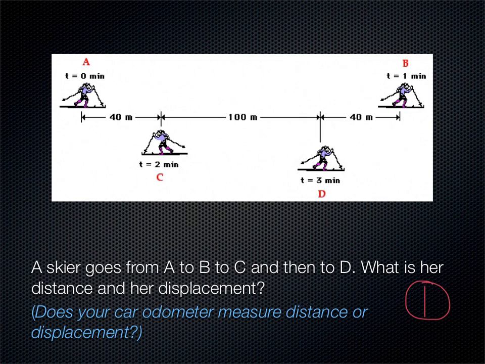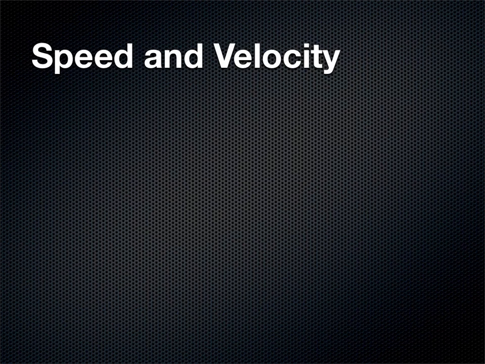The question is, there's really two questions. What is her distance that she travels when she goes from A to B to C and then D? And what's her displacement? That's question number one. And another sub-question, question 1A: does your car odometer measure distance or displacement? Let's talk about two other terms that we've kind of used back and forth, and they are speed and velocity.